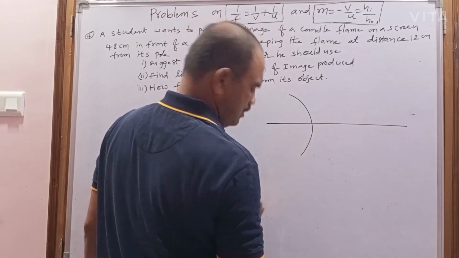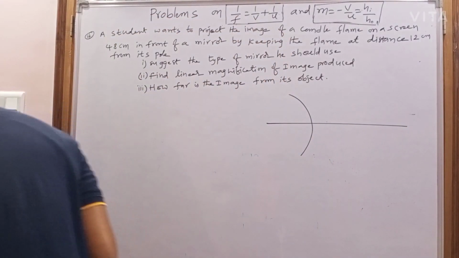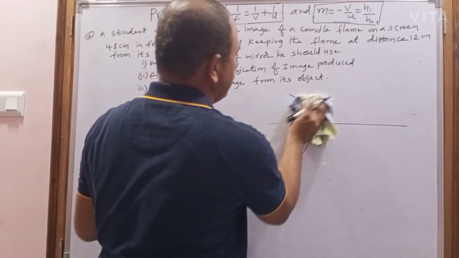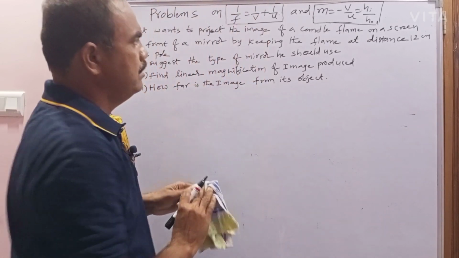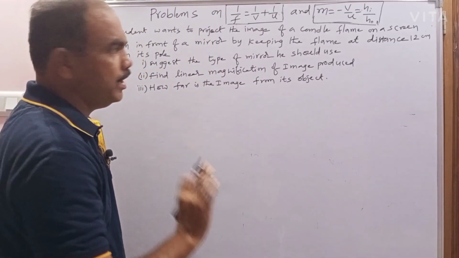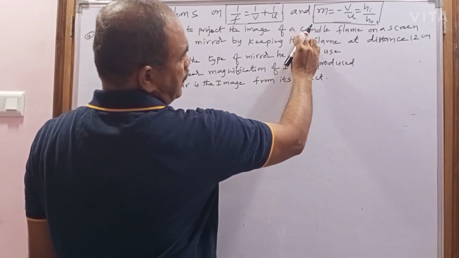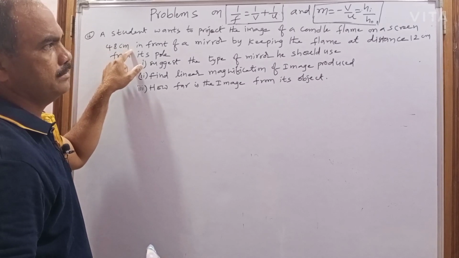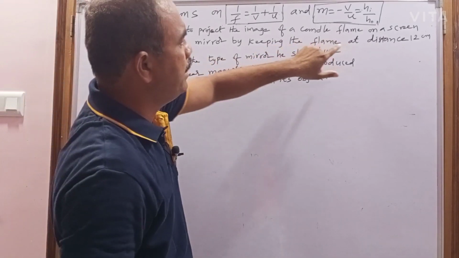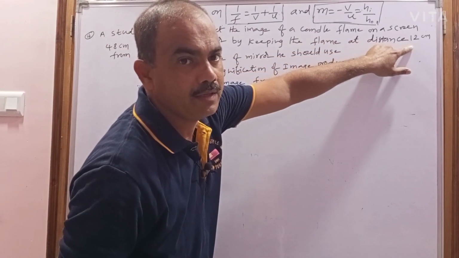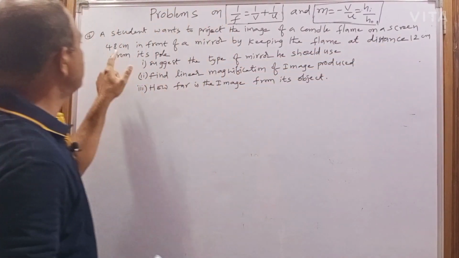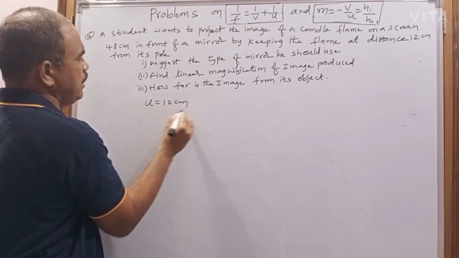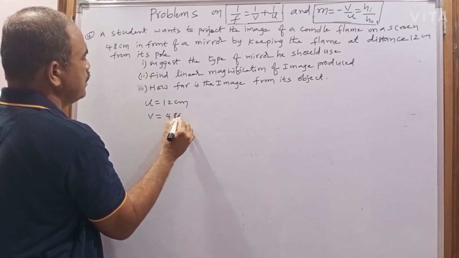But what is given in this problem? Imagine it is a mirror, and you don't know which type of mirror. The screen is going to be placed at 48 centimeter, and the flame is to be kept 12 centimeter away. This is the object distance and this is the image distance. So what is the object distance? u equal to 12 centimeter and v equal to 48 centimeter.